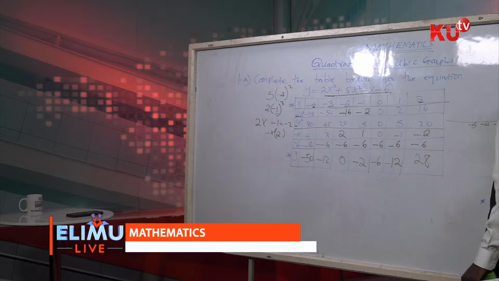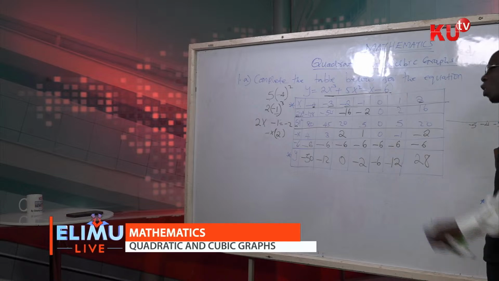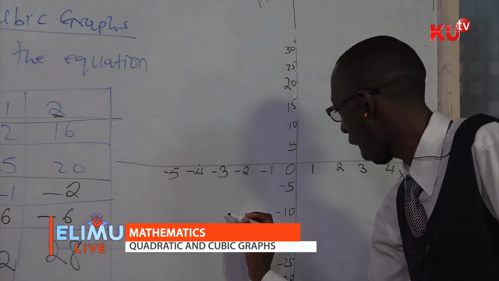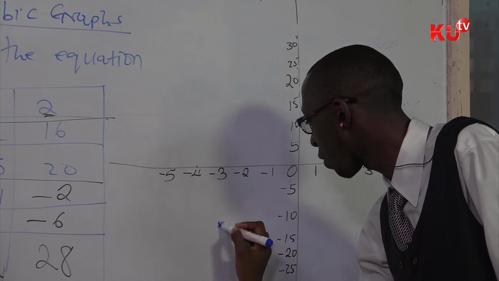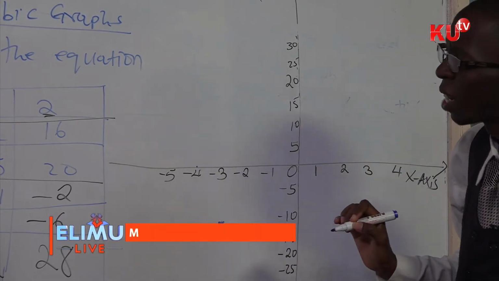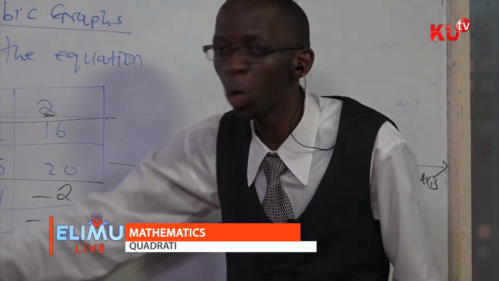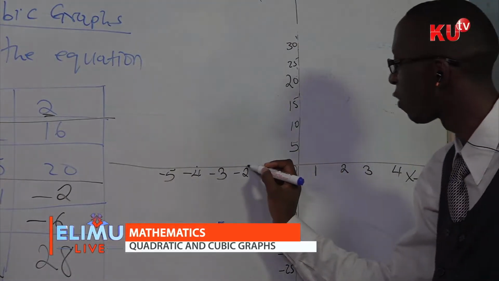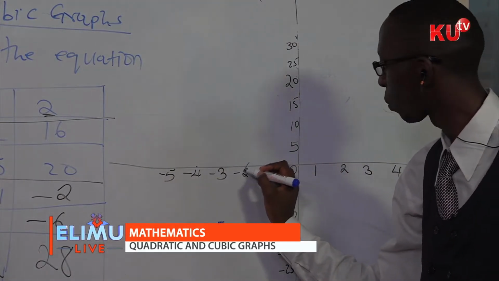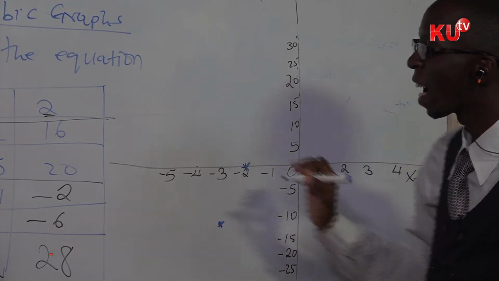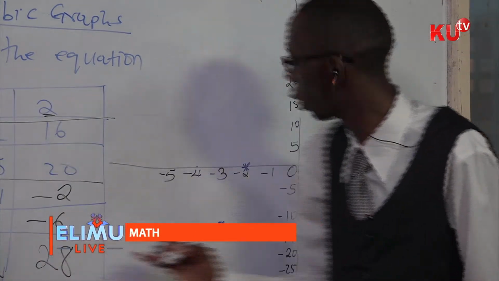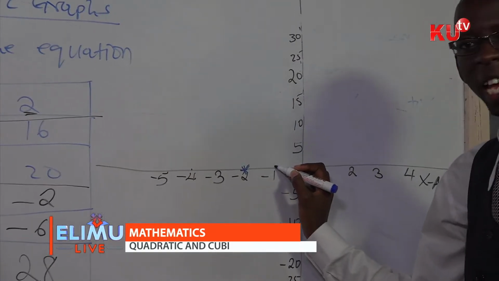Now we have 1 centimeter to represent 5 units. So negative 3, negative 12 will be after negative 10. You count 2 small boxes after negative 10. That is where it is. Then we have negative 2, 0. When x is negative 2, y is 0. That is negative 2, 0.